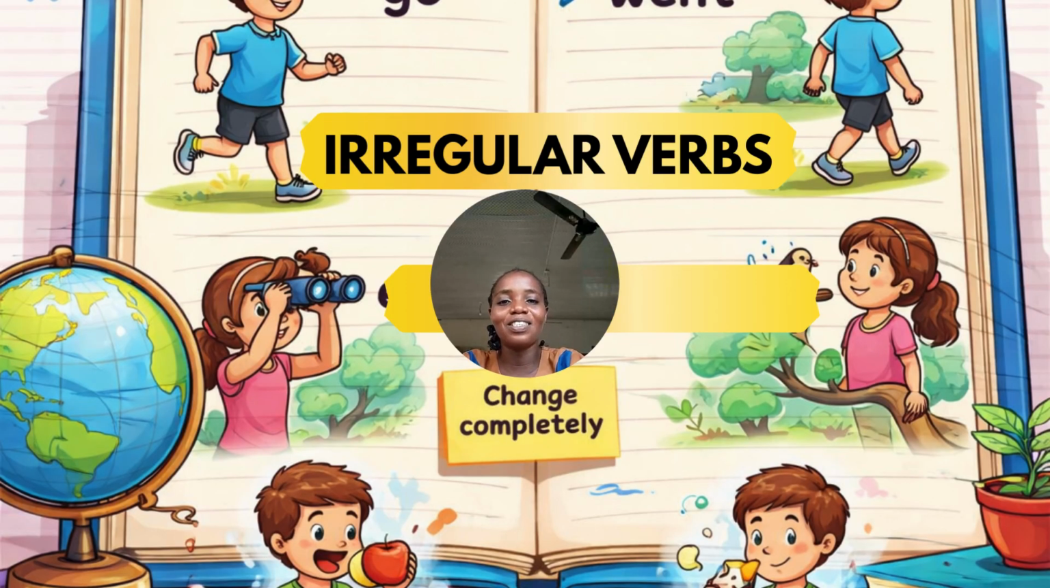And we proceed to irregular verbs. Irregular verbs are verbs that change form completely when forming their past tense. Unlike the regular verb where you only need to add ed, for an irregular verb, it is not the same.